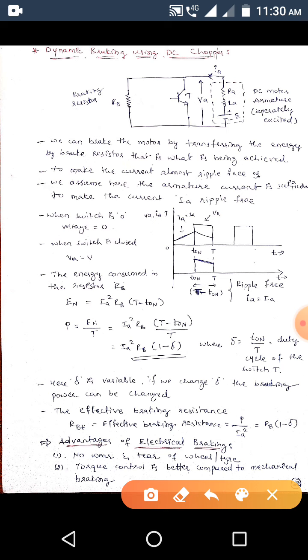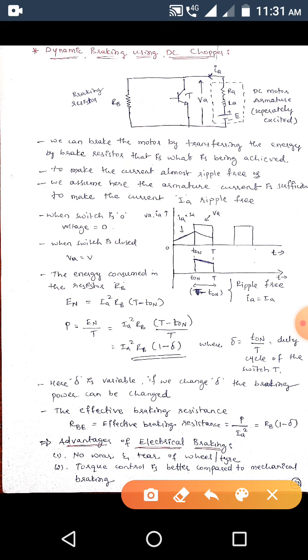Now when there is some voltage, there is an exponentially increasing current here in the switch. When the switch is opened, at that time there will be exponentially increasing current, because the current is flowing in the braking resistor. That's why it is increasing here. Then when the switch is closed, it starts decreasing.